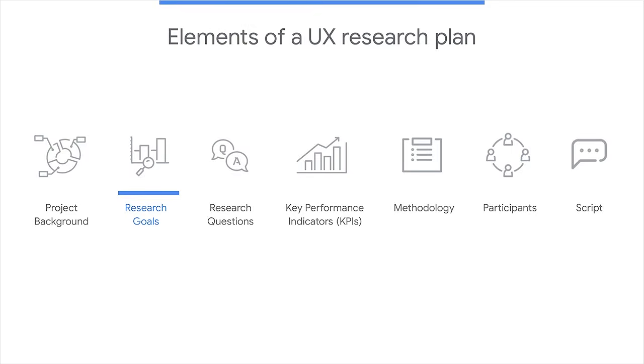Now, let's move on to the second element of a research plan, research goals. This element might also be called research objectives. Research goals state the specific ideas that you want to learn from the research or what you would like the outcomes of the research to be. Research goals help you understand the bigger picture of doing this research. And that's why identifying your research goals is so important. Essentially, they drive the entire study.